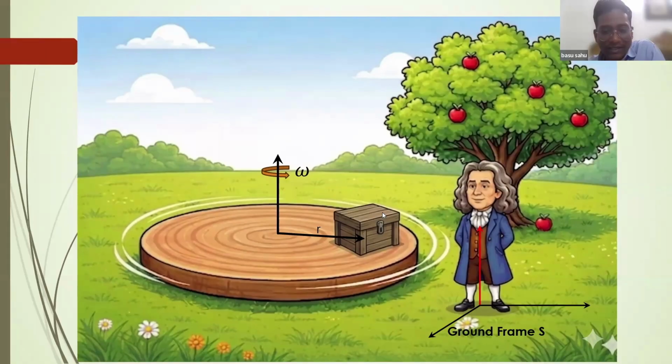Then what is the centripetal force here for the ground observer? What is the centripetal force here? Friction. Suppose the mass of this box is m, then m omega square r is the centripetal force. Whether m omega square r is the centrifugal force or friction is the centripetal force, this is my specific question. Friction, sir. Centripetal will be friction. Centripetal will be friction, right?